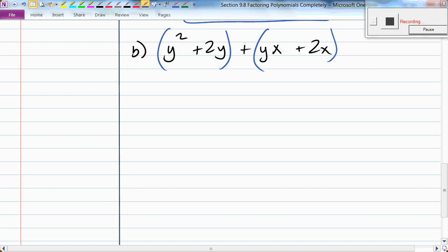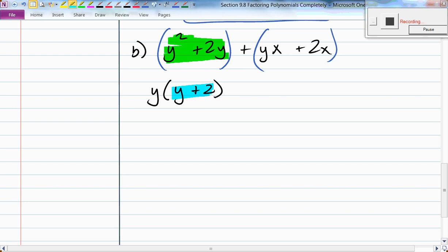Now, just taking a look at this first group here, I have y squared plus 2y. What can I take out of it? What's the greatest common factor? Y. Very good. What does that leave me with? Y plus 2. Very good. So what are you looking for in the second term? You're looking for a y plus 2.